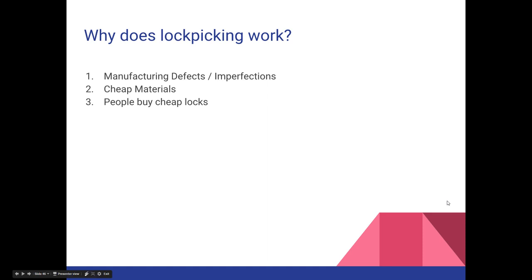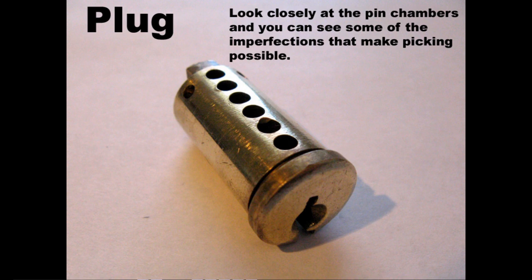So why does this work? There are 3 main reasons: manufacturing defects and imperfections, cheap materials, and people buy cheap locks. So to illustrate manufacturing defects in the plug manufacturing, you can see here that on the edges of the cylinders there's scoring marks. Here there's a big score or scrape in the cylinder itself, and if you look really closely and pause the video, you can see that they're not all lined up evenly. Some are a little more left or right than the others, and so on.